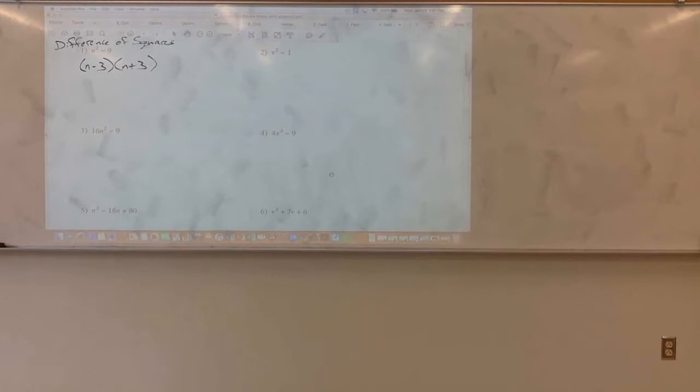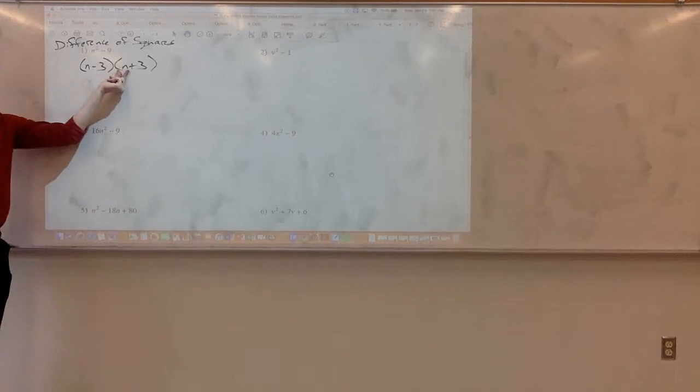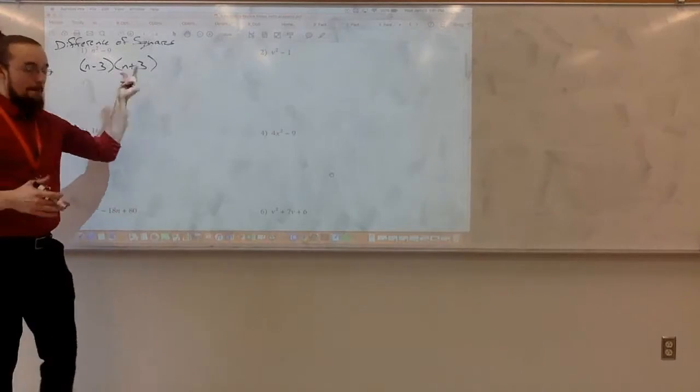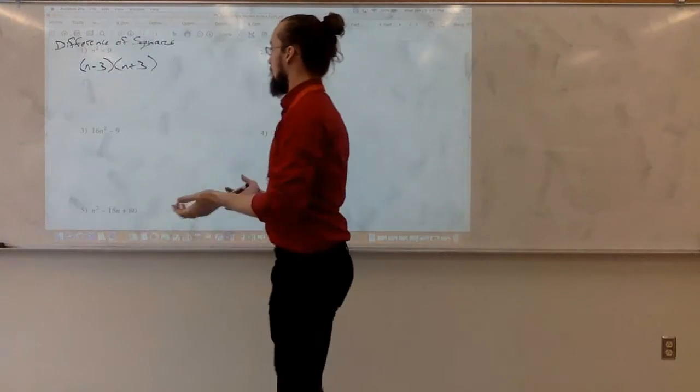So if we're subtracting two perfect squares, that is the case here, right? N squared is obviously a perfect square, and 9 is a perfect square. So whenever we're factoring something like that, I write it as the square root of the first minus the square root of the second times the square root of the first plus the square root of the second.